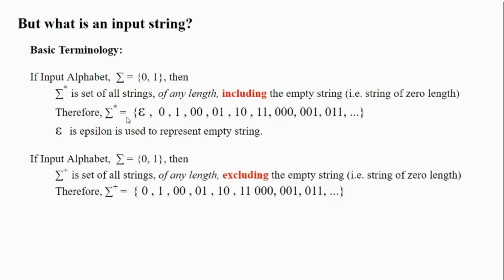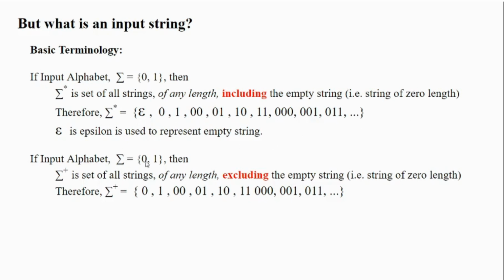So I am repeating this. This is the string of length 0. These two are strings of length 1. Now these 4, 1 2 3 4, these are the strings of length 2. Then we will have the strings of length 3, then we will have the strings of length 4, and so on. So this is an infinite set. Therefore sigma star is strings of all lengths starting from 0 length to n number of length.